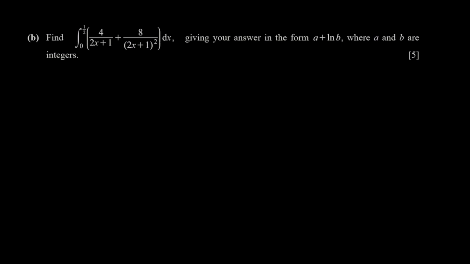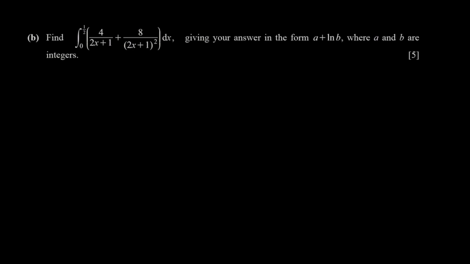All right, part B, another integral. We want to find this integral, giving our answer in the form a plus ln b, where a and b are integers. The key thing about this is really recognizing that these two fractions are going to integrate in different ways. This fraction here is going to integrate to give a natural log, to give ln. And this fraction here is going to integrate in the same way as in part A.